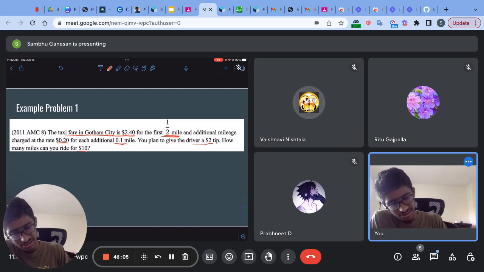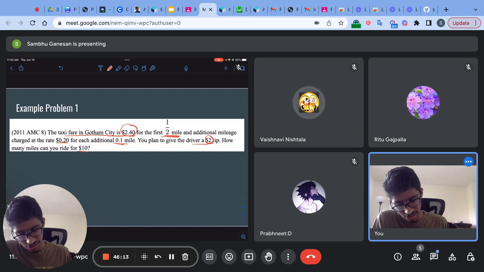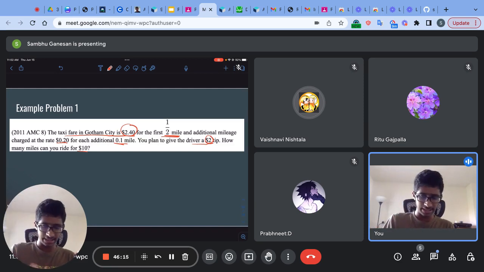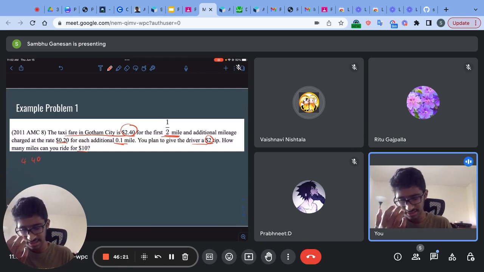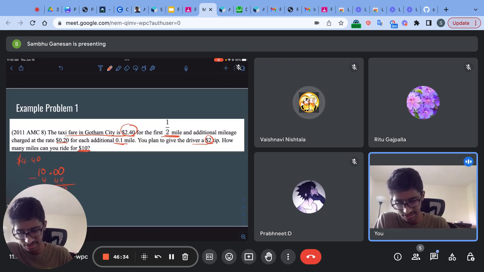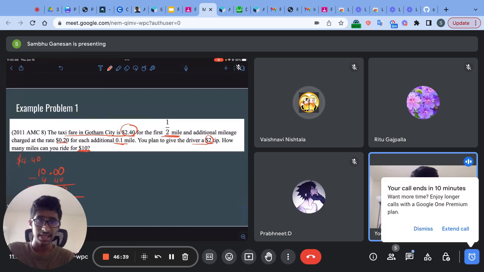So basically, you have to pay no matter what. You got to pay $2.40. That's the baseline, and you got to pay the $2 tip. So basically, at the front, without any additional mileage, you're paying the driver $4.40, right? $4.40. And they're asking you how many miles can you ride for $10. So let's see how much money you have left. So you have 10.00 minus 4.40. So that's $5.60 left, and you want to push it.